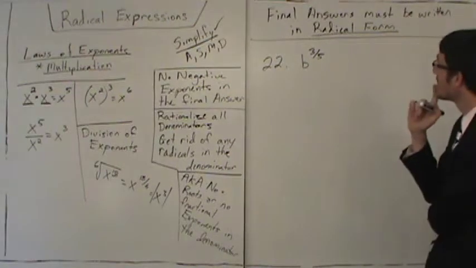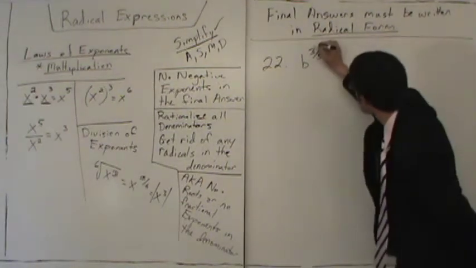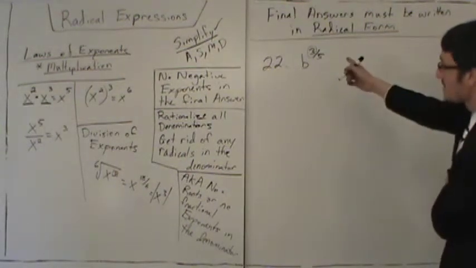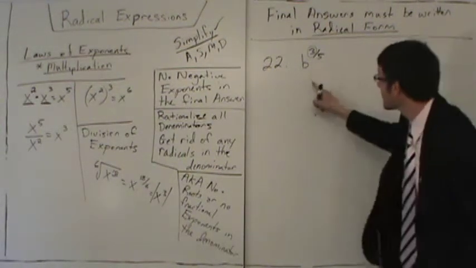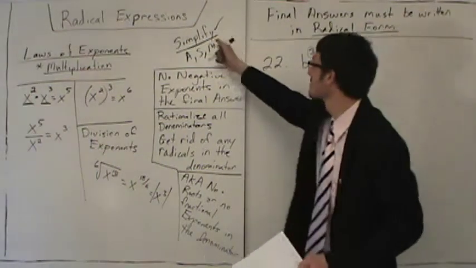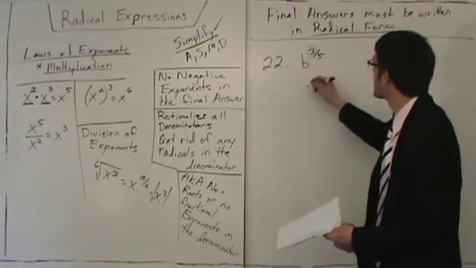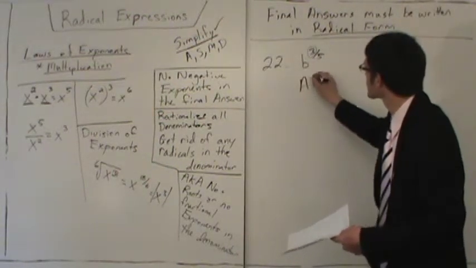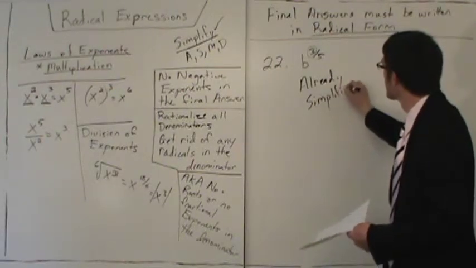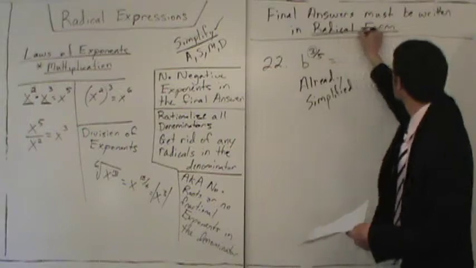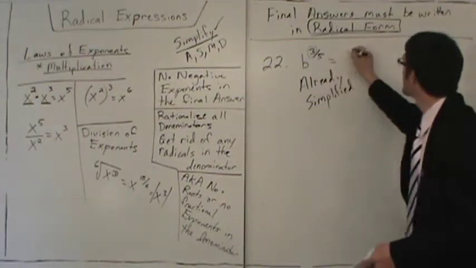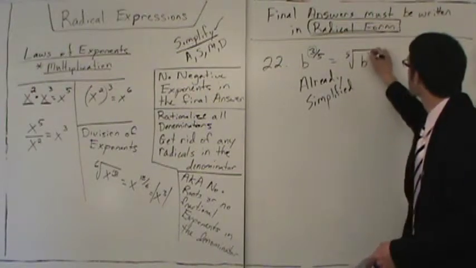You look at this and you say, well, there's no groups to take out because the numerator is smaller than the denominator. There are no negative exponents. This is not in the denominator. This is where? This is in the numerator. So there's really nothing to do here. There's nothing to simplify. So what are you supposed to do with this? Really nothing. This is already simplified. However, I said in this class I want all final answers in radical form. So we're going to convert this to the fifth root of b to the third power.